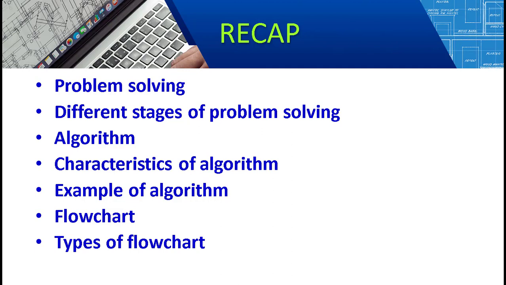I have explained that. Then what is a flowchart? Flowchart is a diagrammatic representation of an algorithm. So we use some symbols here in order to draw the flowchart. And there are different types of flowcharts, that is program flowchart and system flowchart.